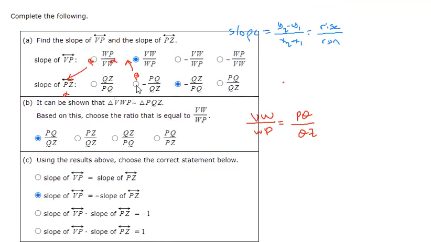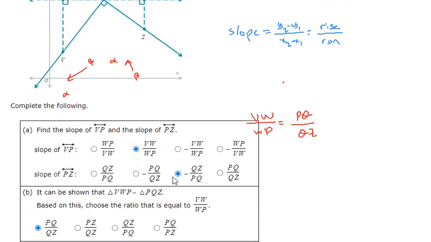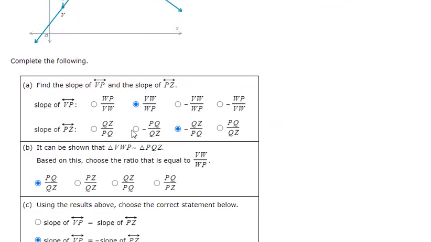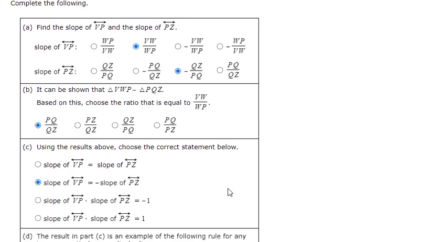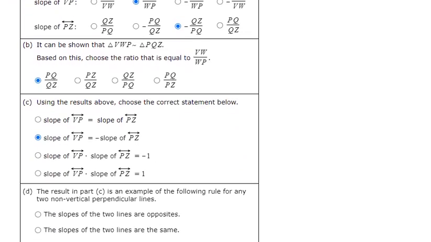So let me check this statement just to be safe. So we had the slope of VP. Okay, so VP is this guy. The slope is rise, which is VW divided by WP, which is this. And for PZ the rise is QZ divided by PQ. I think that was correct. Yeah, I think that looks good. Okay, so let's double check and see if that's the case.